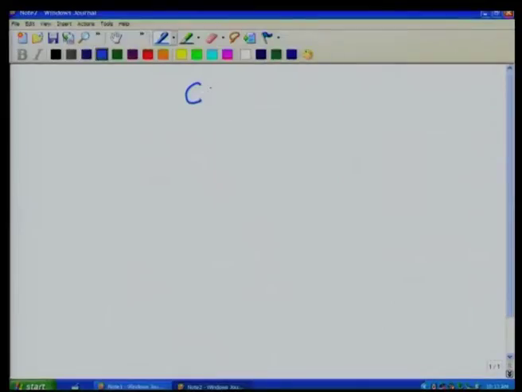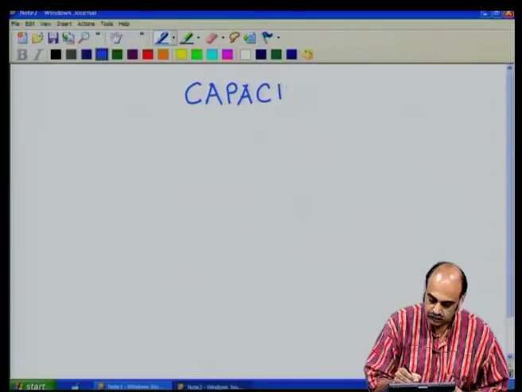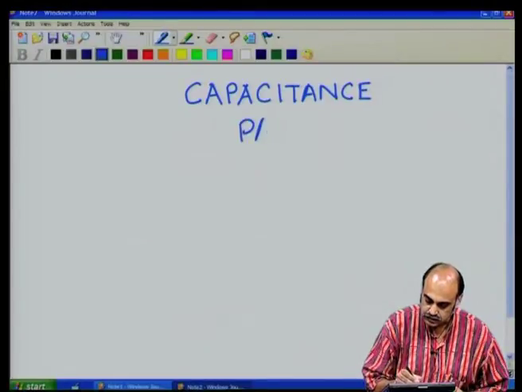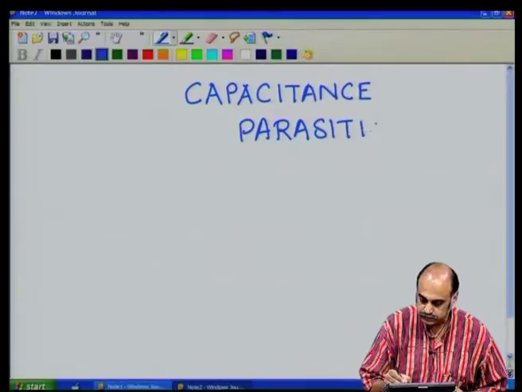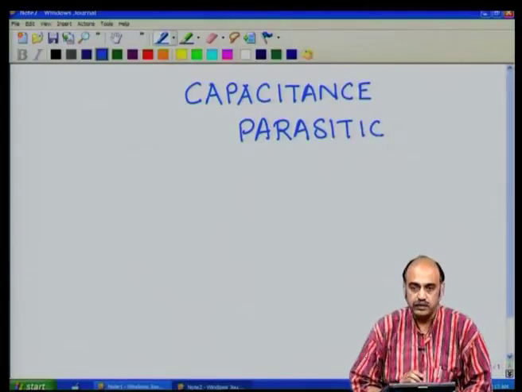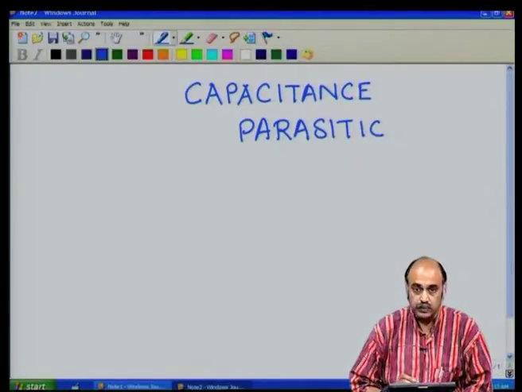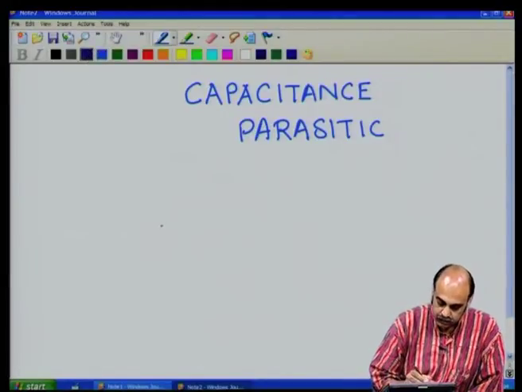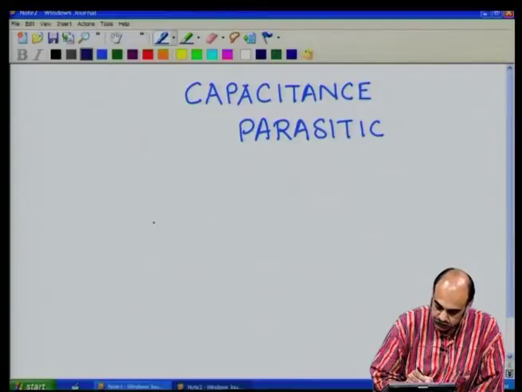Now, coming to the capacitance parasitics. Let us start with the discussion on the capacitance parasitic component on the printed wiring board and how it is going to have an effect on the operation of the circuits.